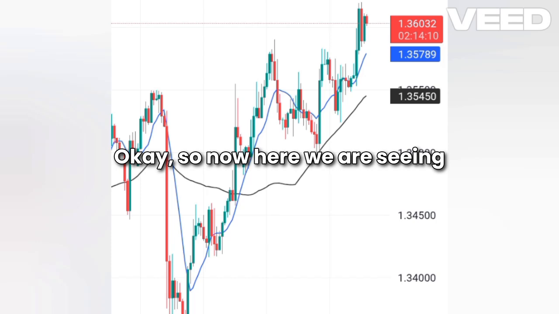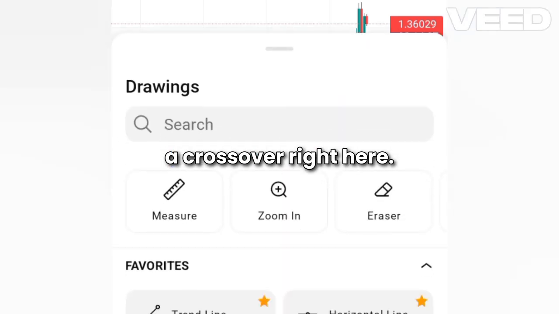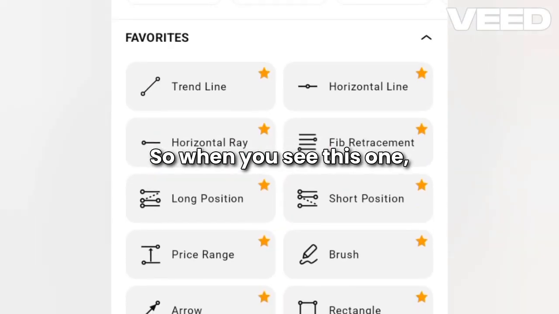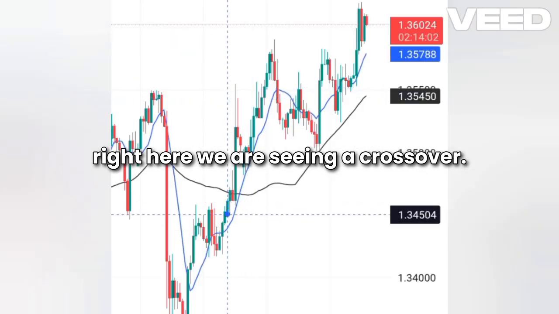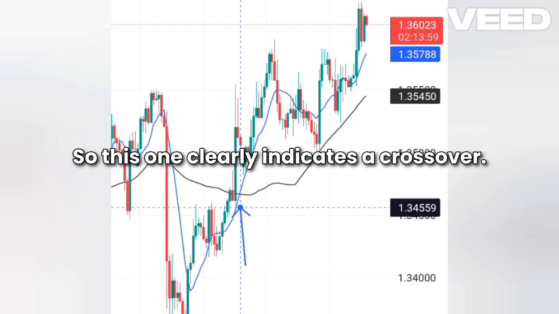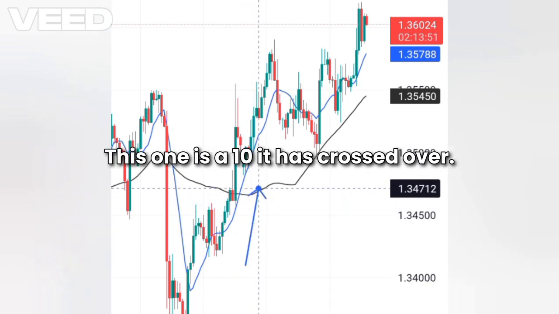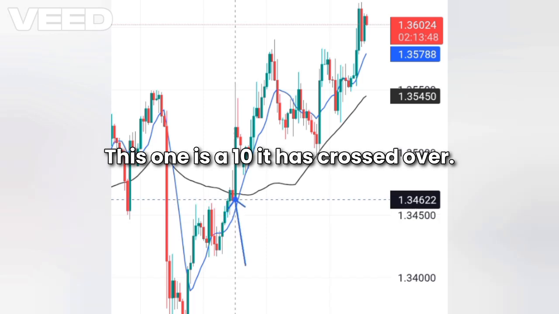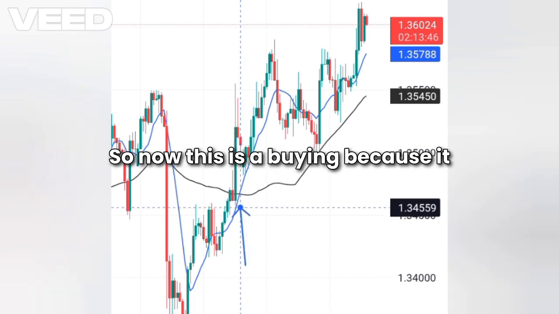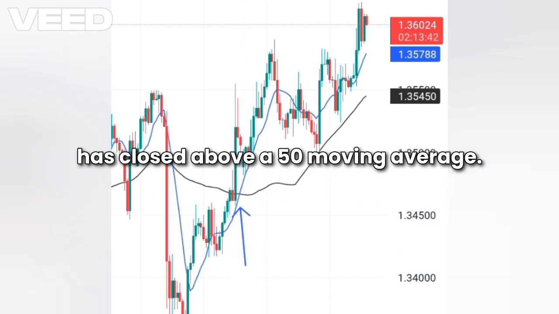Now here we are seeing a crossover right here. When you see this one right here, we are seeing a crossover. Can you see this? This one clearly indicates a crossover. This gray one is the 50 moving average. This one is the 10. It has crossed over. So now this is a buy because it has closed above the 50 moving average.